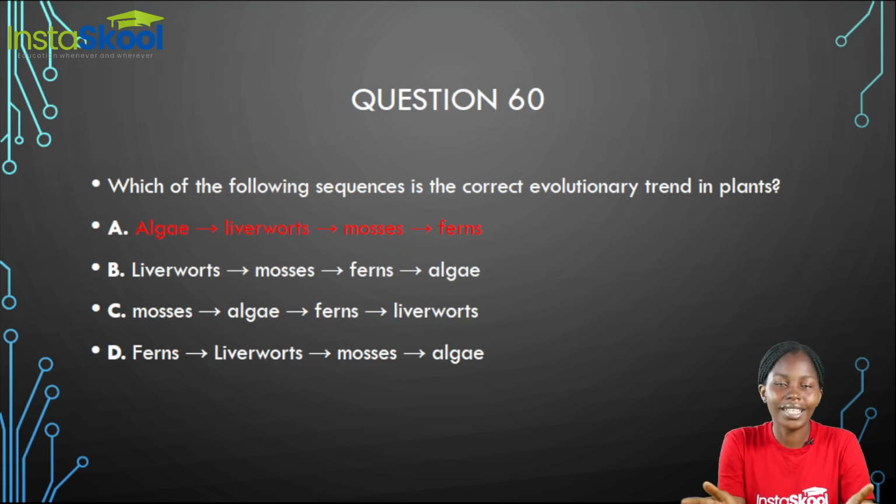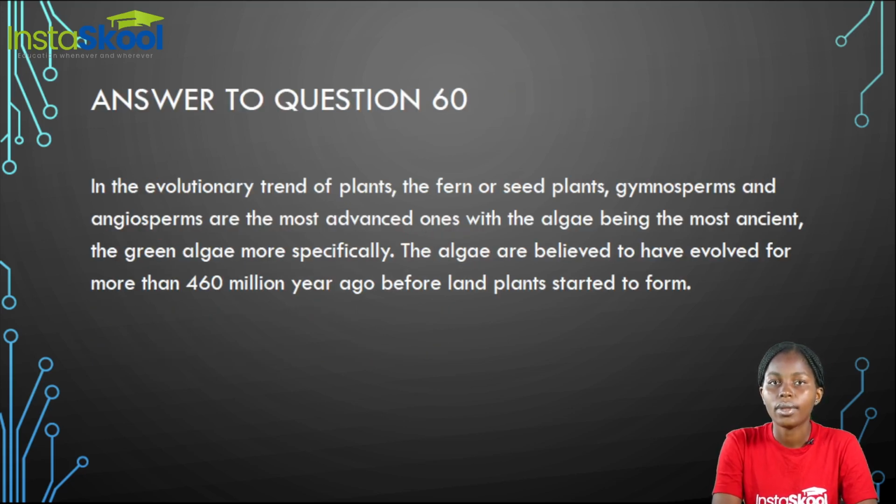We move to the last question, question 60. Which of the following sequences is the correct evolutionary trend in plants? In the evolutionary trends in plants, that is, from the lowest to the highest classification of plants, the algae are the most ancient, that is, the green algae were the first to come on land.